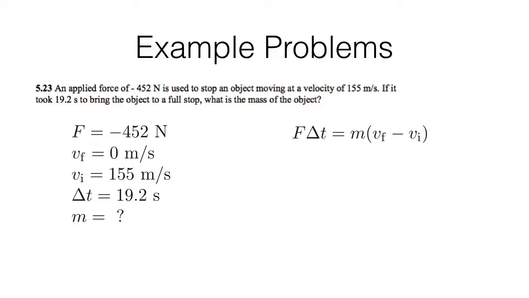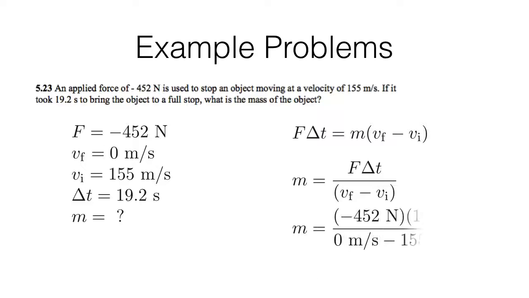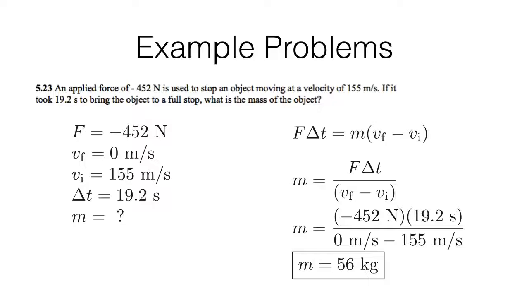So once again, it looks like this might be a good equation to use. Rearranging to solve for mass, I have to divide both sides by the change in velocity, so that results in this. Substitution of values, and then calculation reveals that the mass of the object is 56 kilograms.